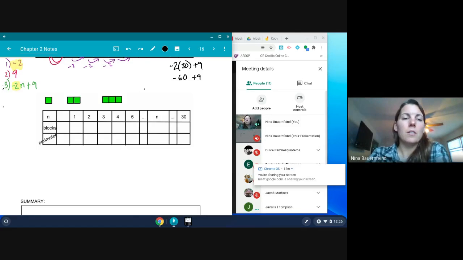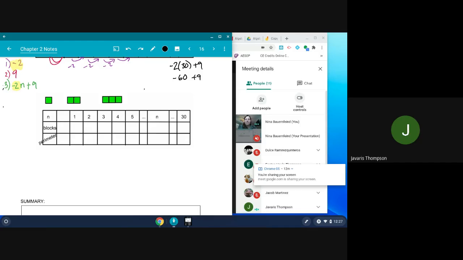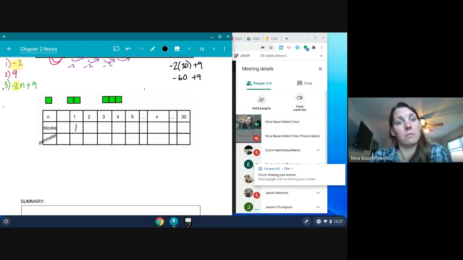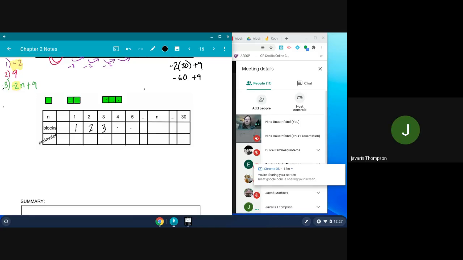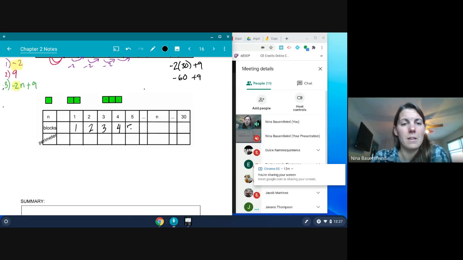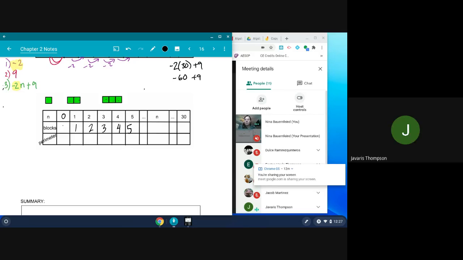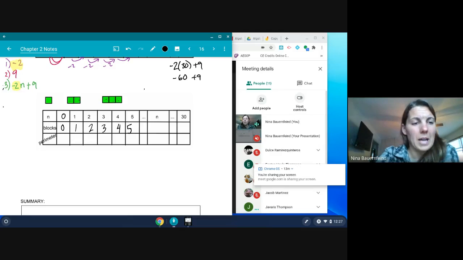So in the first image, how many boxes are there in the first picture? 1. How many in the second picture? 2. And then in the third picture, 3. So then if we continue that pattern, what are these two boxes going to be? 4 and 5. And then what's this 0 box going to be? 0. So in black, I'm going to do this step.